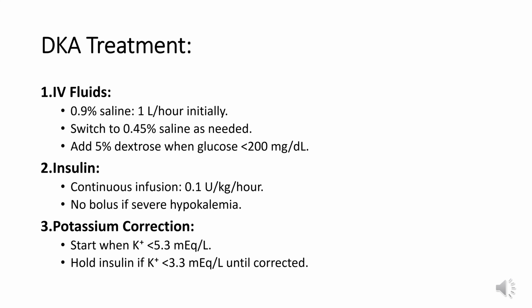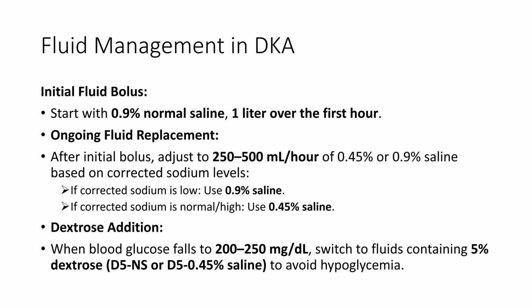Continuous insulin infusion needs to be started and titrated to reduce and maintain steady glucose reduction. Aggressive potassium replacement is essential if potassium is below 3.3 milliequivalents per liter before starting insulin. Rapid correction of DKA can lead to complications like cerebral edema, necessitating close monitoring and gradual interventions.